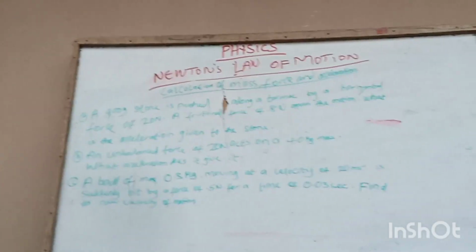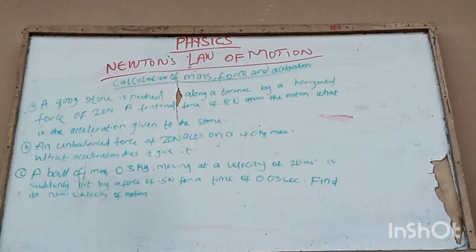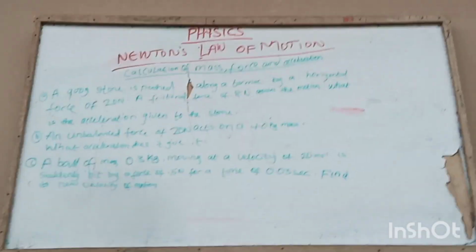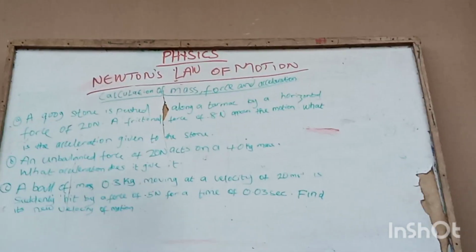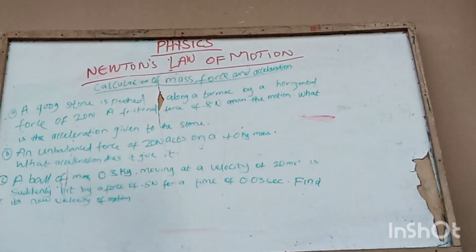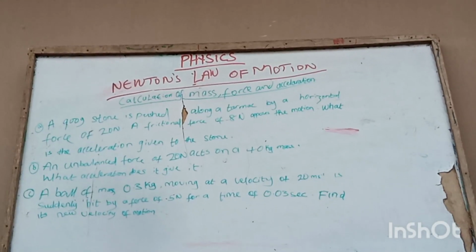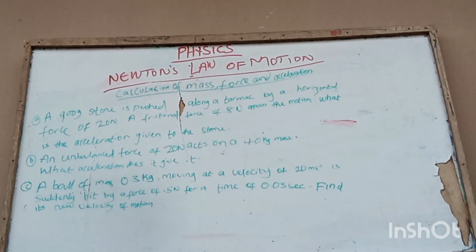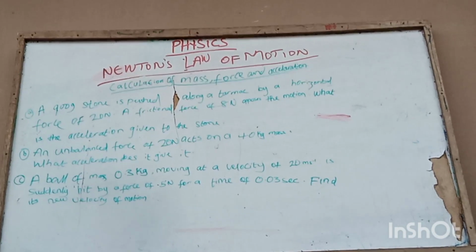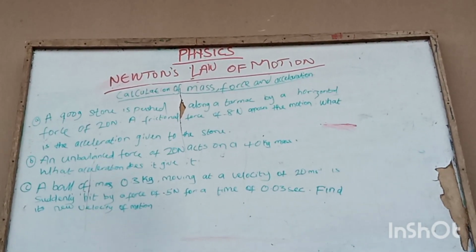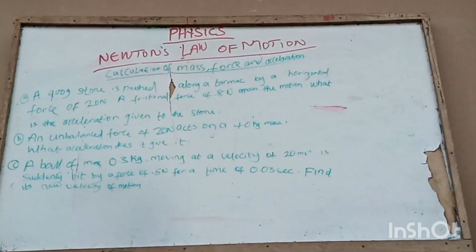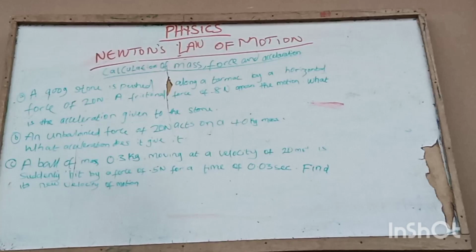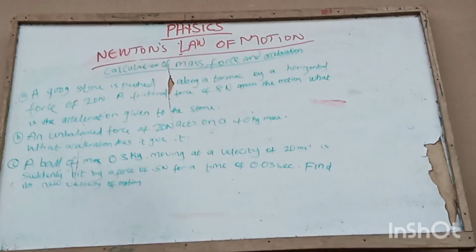We also have the second question: an unbalanced force of 20 Newton acts on a 4.0 kg mass. What acceleration does it give? And the third question, we have a ball of mass 0.3 kg moving at a velocity of 20 meters per second is suddenly hit by a force of 5 Newton for a time of 0.03 seconds. Find its new velocity of motion.